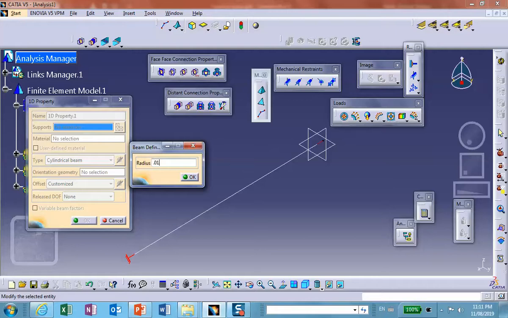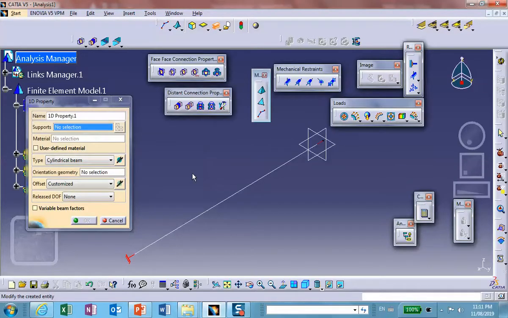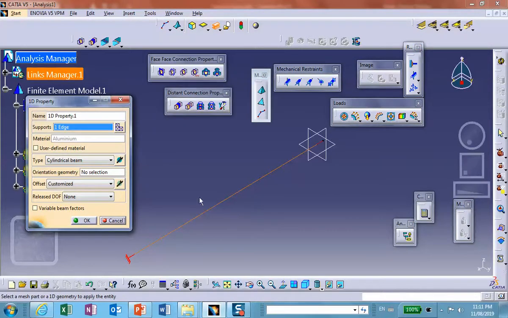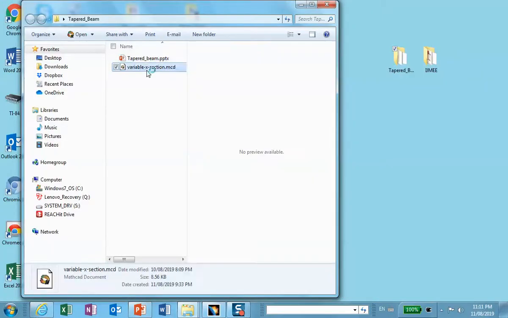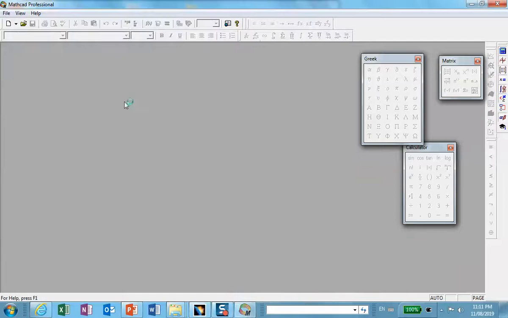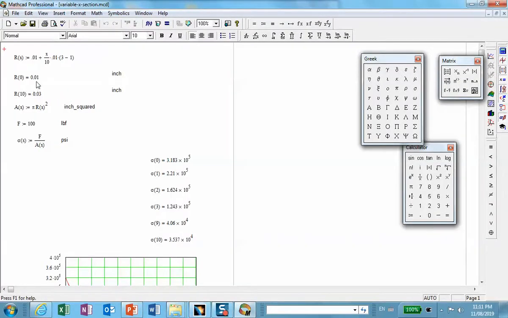Okay, and we select the support. There's a support, and let me just check something, whether I wanted 0.01 or 0.1, because I'm going to compare it with some analytical calculation. I want to see what I have for my radius. Yeah, 0.01 is good. Okay, good. All right, so back there.